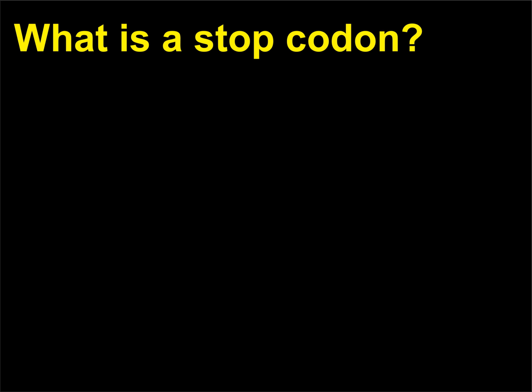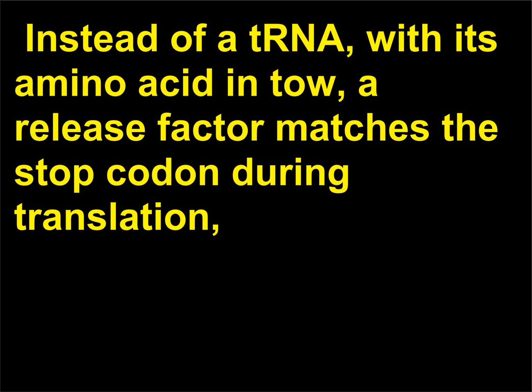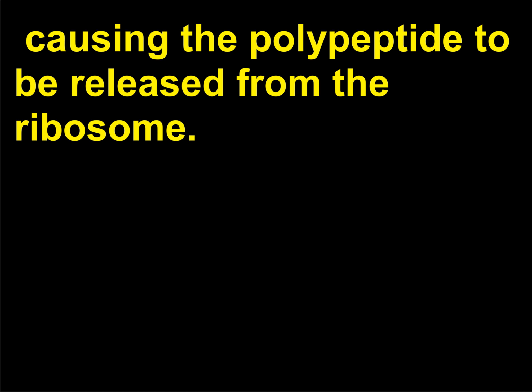What is a stop codon? A stop codon signals the end of coding. Instead of a tRNA, with its amino acid in tow, a release factor matches the stop codon during translation, causing the polypeptide to be released from the ribosome.